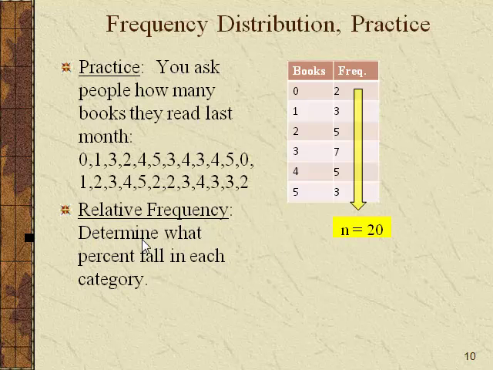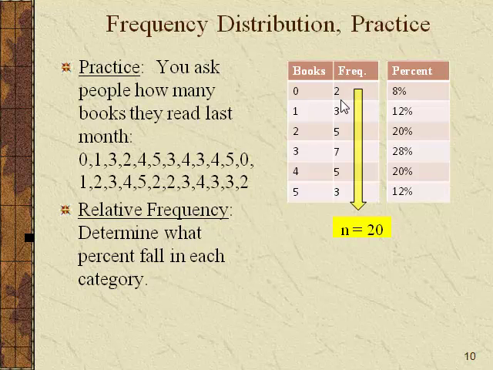Okay. Another concept is a relative frequency distribution. That's just a fancy way of saying percent, right? So how does this work? What percent of people fall in each category? Well, if 2 people fall in 0, that's 2 out of a total of 20.